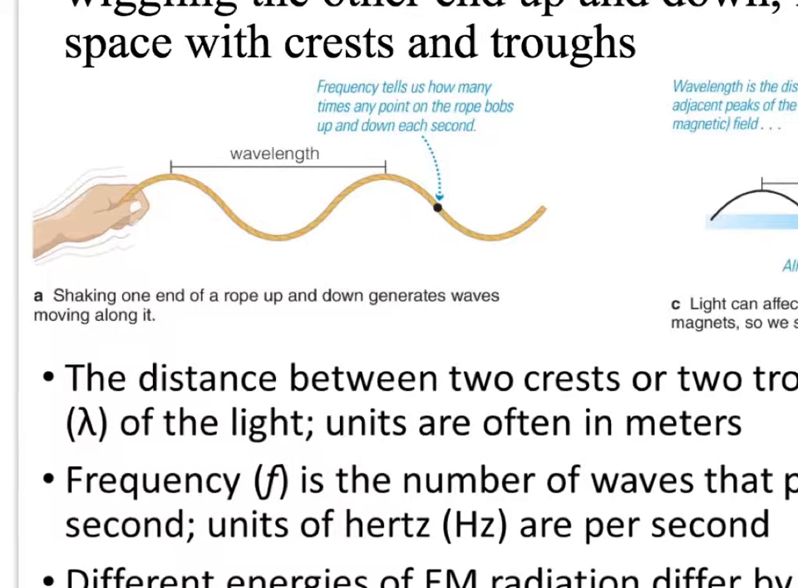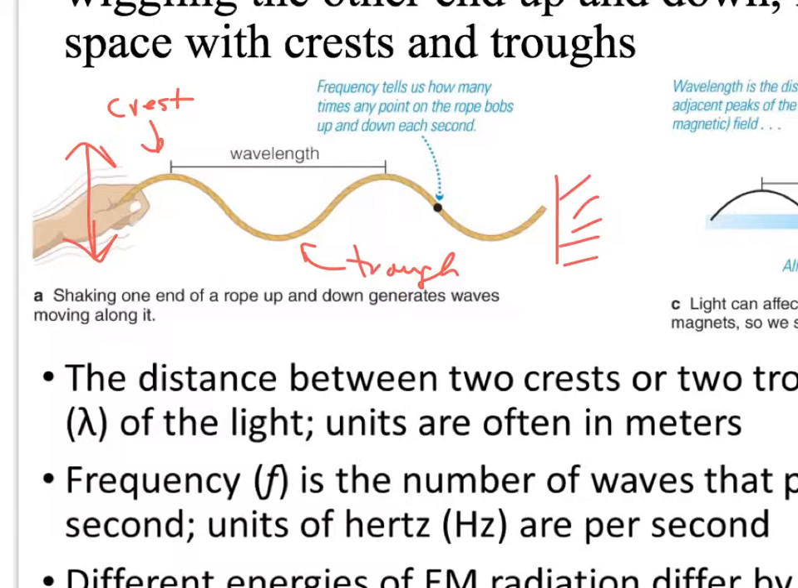So if we take a look at waves, what do we mean by waves? Well, if you were to fix a rope onto a wall and move the rope up and down, you would create this sort of wave pattern. This is what we call a crest, and right here this is called a trough. And from crest to crest or from trough to trough, it's a distance that we call the wavelength of the wave, the wavelength of the energy. So this is a distance usually in meters.